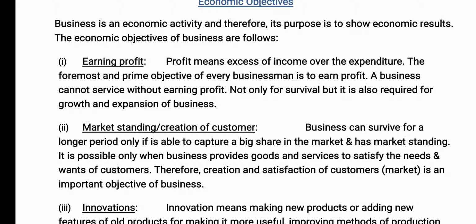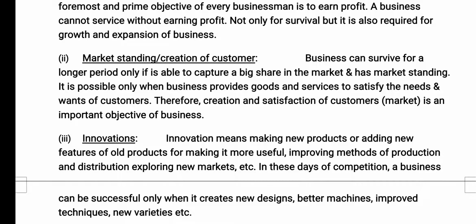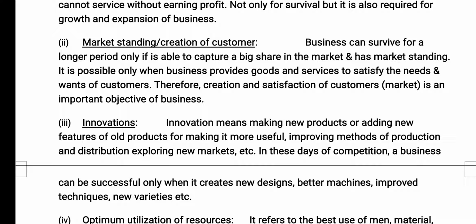Our next point is market standing or creation of customer. A business can survive for a longer period only if it is able to capture a big share in the market and has market standing. When you start a business, you want to run it for a longer period of time, so you have to capture the market. You have to invest more in the market, and this will happen only when you create your customers and have goodwill in the market. The customers come and buy your things as much as you want to give to them.